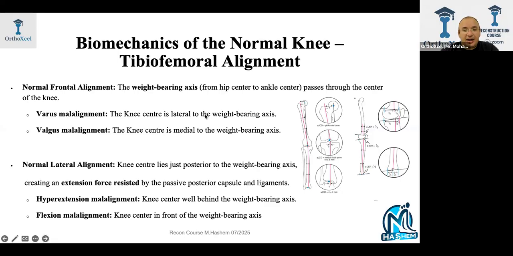There is a question: can the angle be measured from X-ray only, or can it be observed in the single leg squat? No, you have to measure this on a long film X-ray. You have to have a long film X-ray centered on the hip, the knee, and the ankle, and then you draw a line from the center of the hip to the center of the ankle and see where this lies in relation to the knee center. In AP and lateral, AP will be the frontal alignment, lateral will be the lateral alignment.